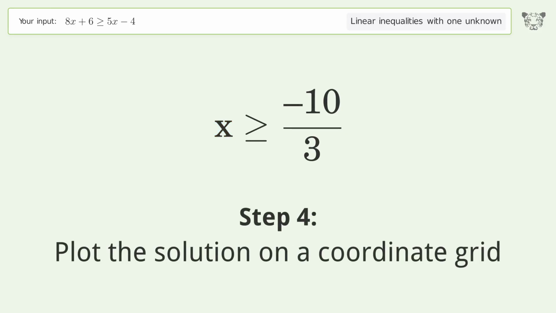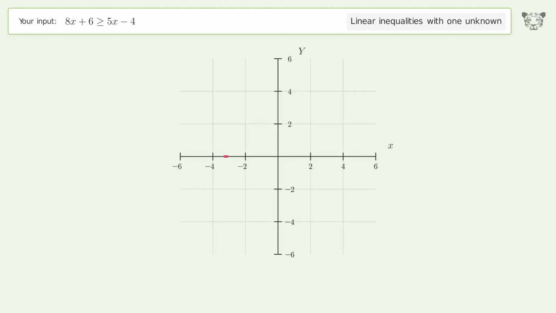Plot the solution on a coordinate grid. And so the final result is x equal or greater than -10/3 equal or greater than -31/3.